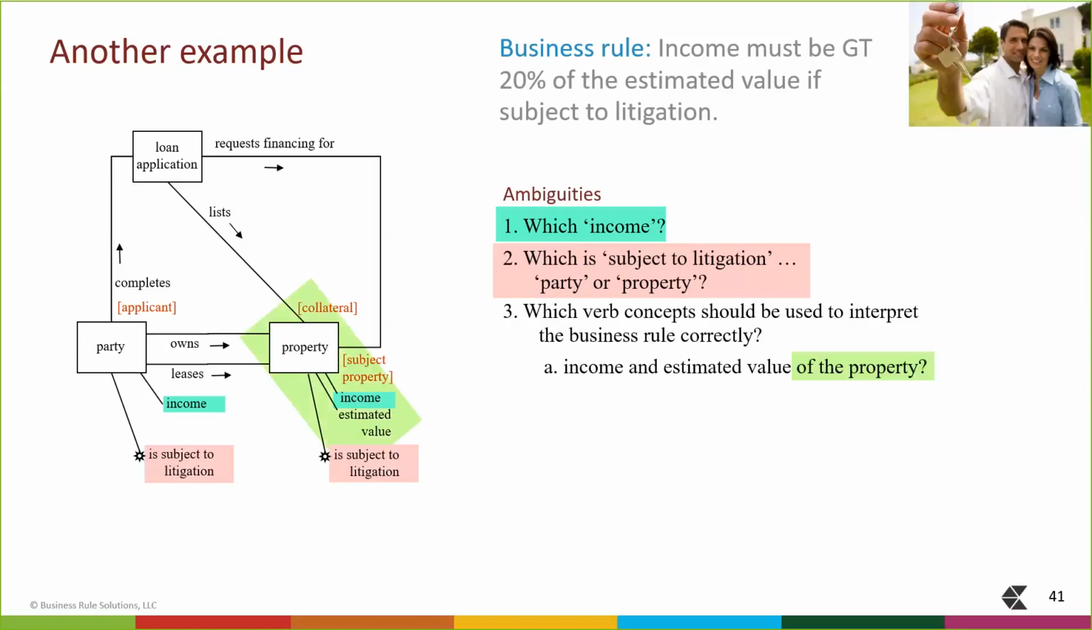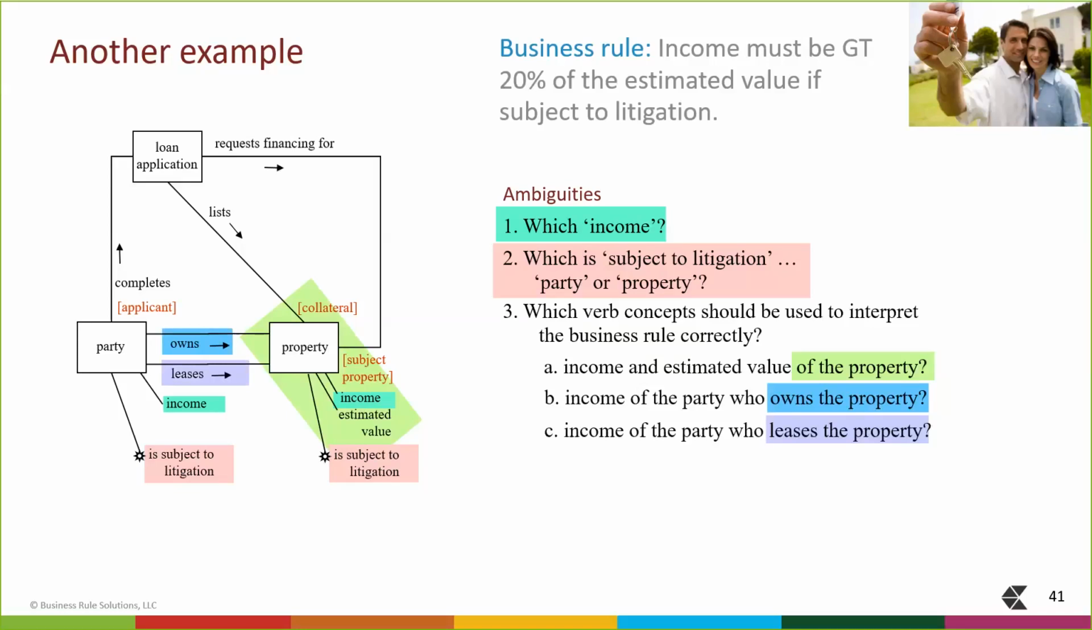Okay, but even worse maybe is I don't know which verbs to use in order to read the sentence correctly. So to interpret it, there are 5 different possibilities. I could be talking about the income and the estimated value of the property itself and wanting to compare those two things. Or I could be talking about the income of the party who owns the property, because the party has an income too. Or I could be talking about the income of the party who leases the property.